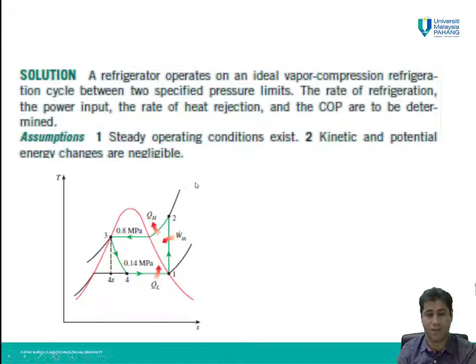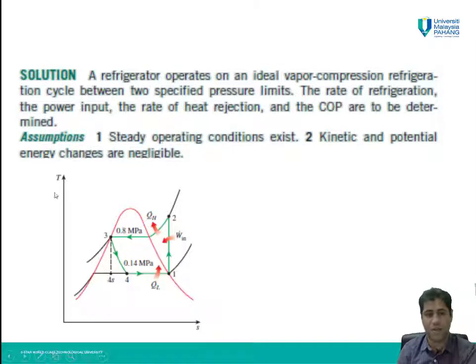To determine the enthalpies for different states, first we need to start with some assumptions. First of all, we need to assume that a steady operating condition exists, nothing changes with time in the cycle. And also, we need to ignore kinetic and potential energy changes in the cycle. In other words, the only changes in the energy of the system is due to the change in the enthalpy or internal energy of the system.